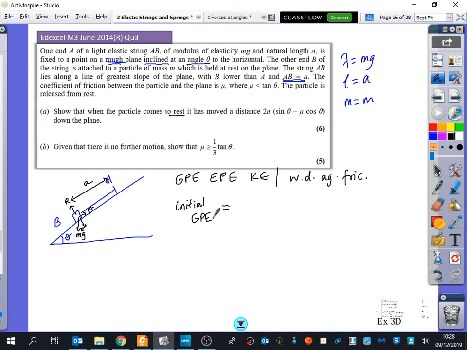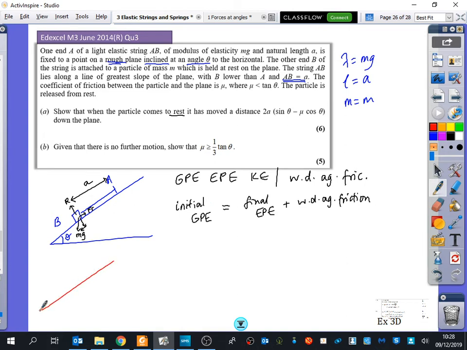So all of that initial gravitational potential energy is getting converted into final EPE, because it's got a spring, plus WDAG friction, work done against friction. We've got lots of things to think about here. This is the bit that is the problem. I know you won't have remembered this bit so well.